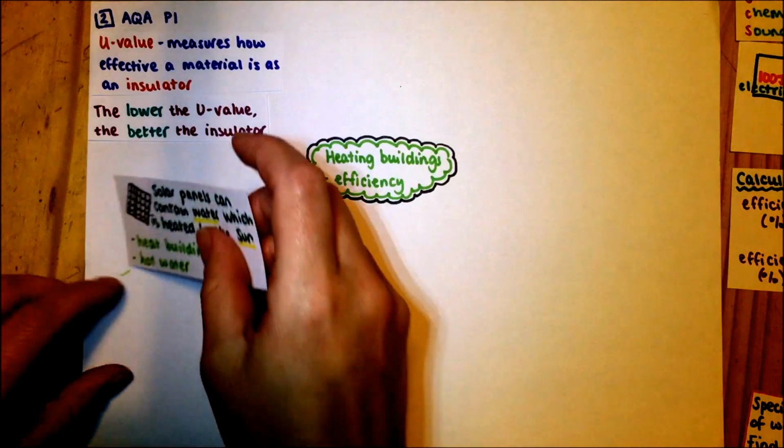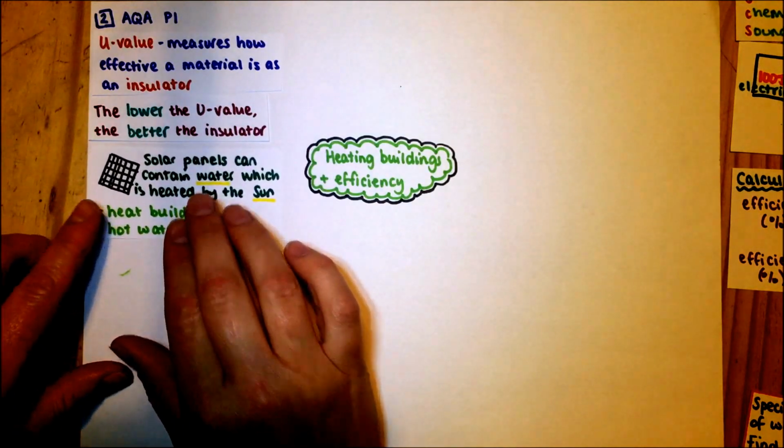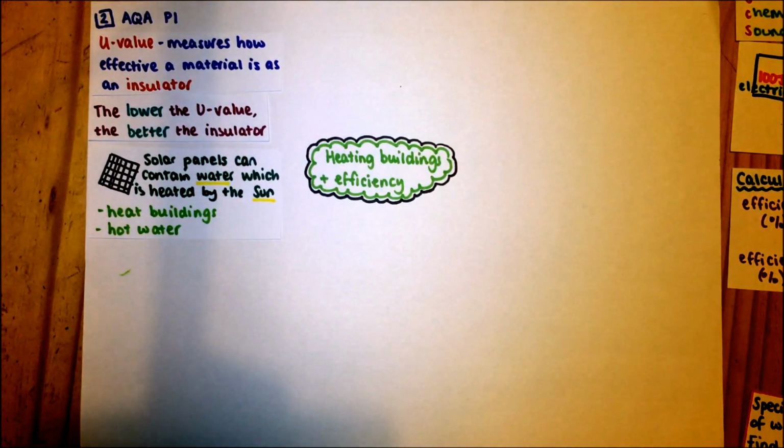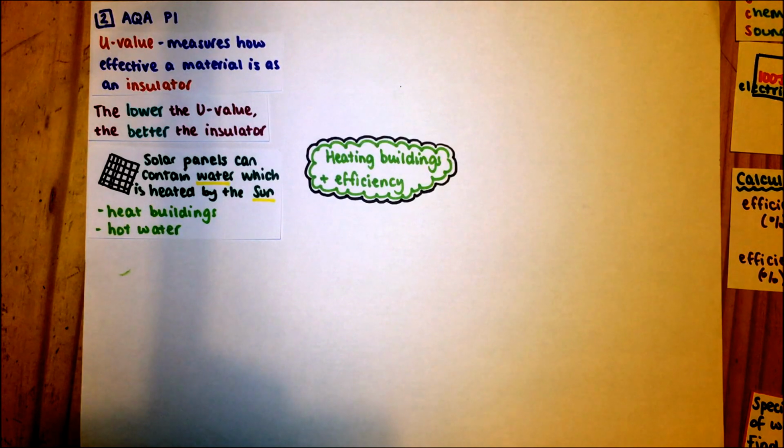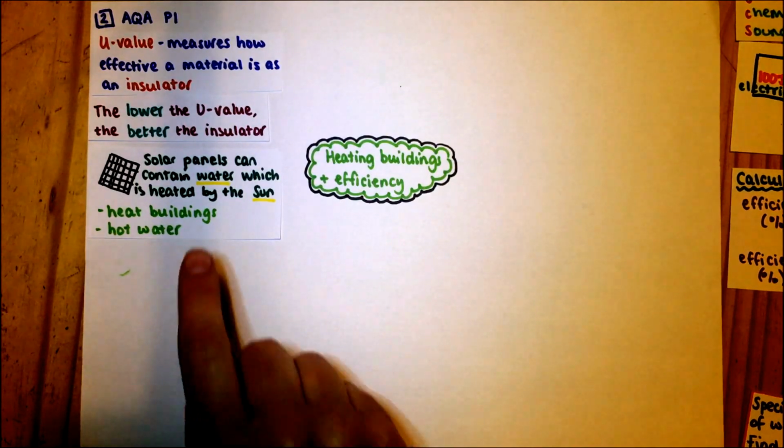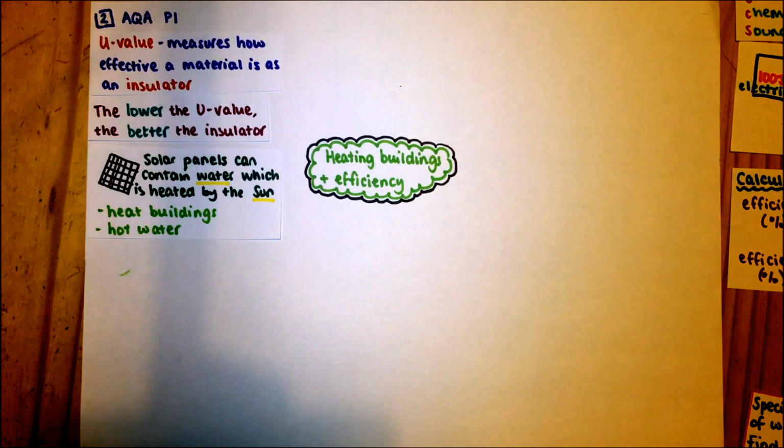Okay. Then you need to think about solar panels. Now, solar panels can contain water themselves, which is then heated by the sun's radiation, and that water can then flow around your hot water system to keep your building nice and hot, or it can directly supply the hot water to your house. Either of those two things. However, just remember that solar panels are not that efficient. We don't live in an area where we have sun all year round, so when it's not so sunny or it's a bit cloudy, this is not going to be very efficient.